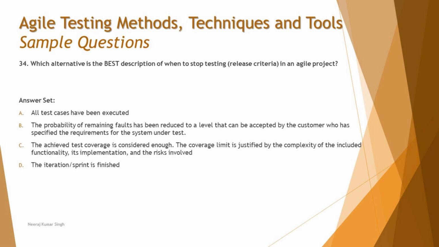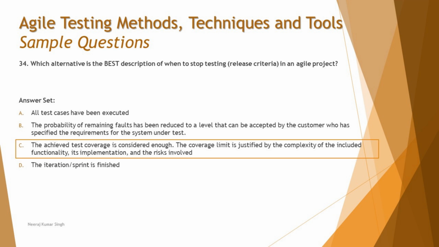I think in that context, the best option we can consider as the right answer is C. The achieved test coverage is considered enough. The coverage limit is justified by the complexity of the included functionality, its implementation, and the risk involved. The other two are also right, but compared to these two, C is the best answer.